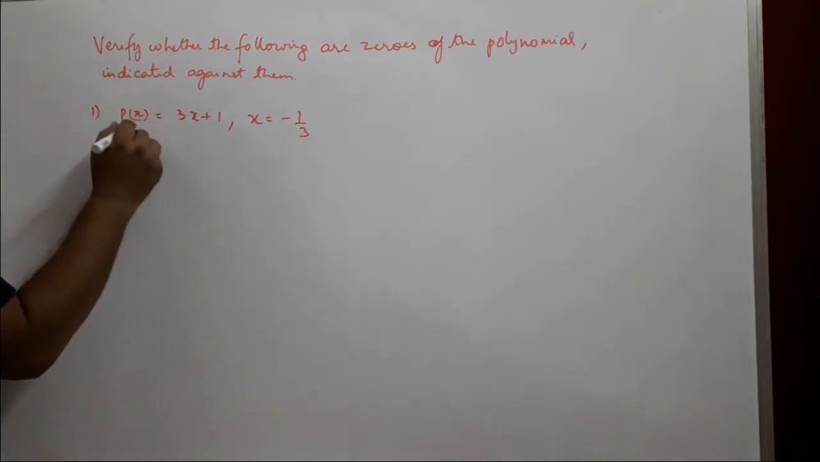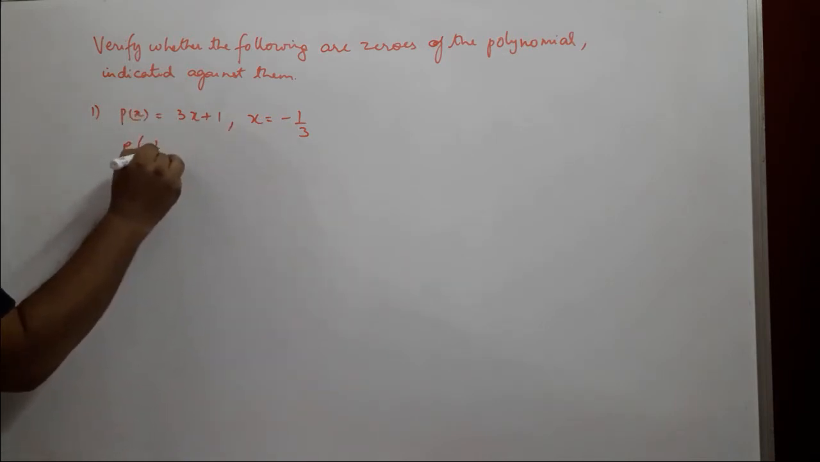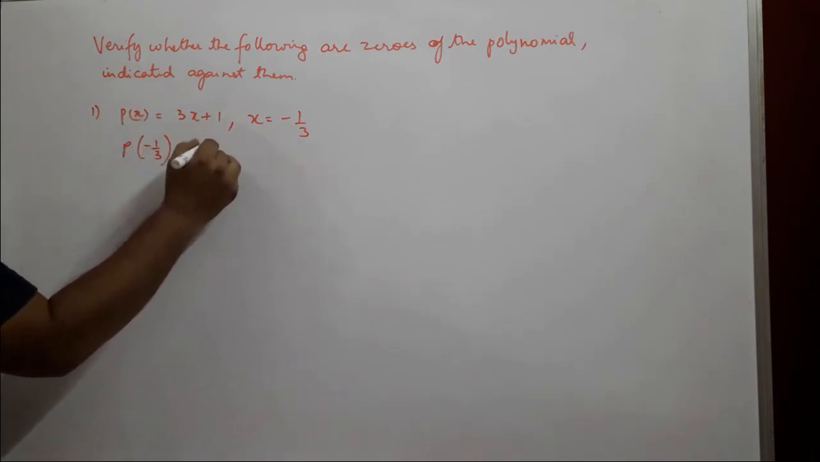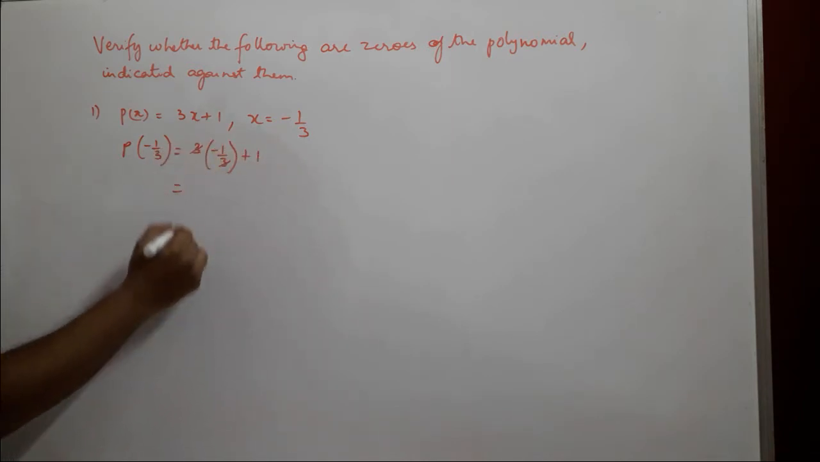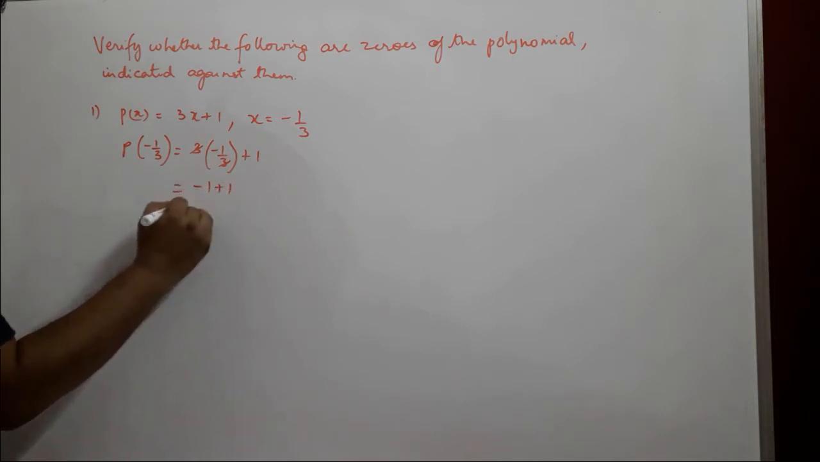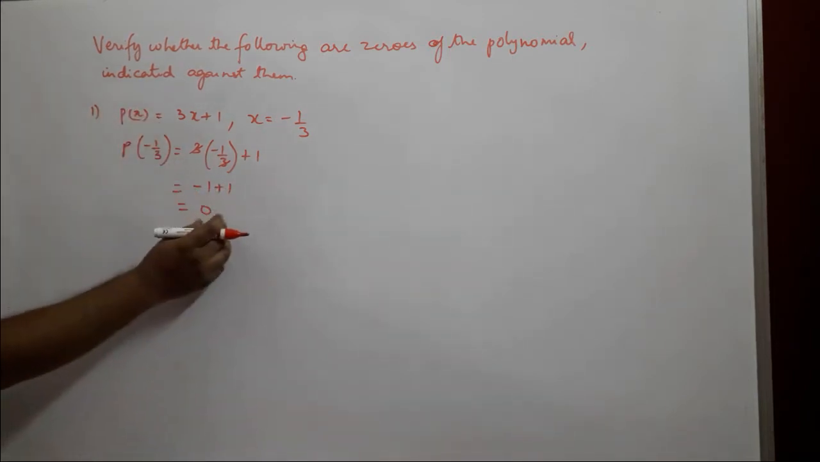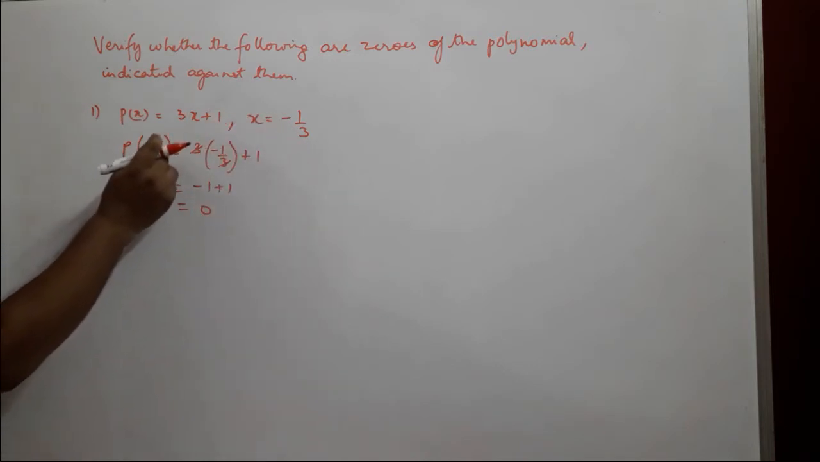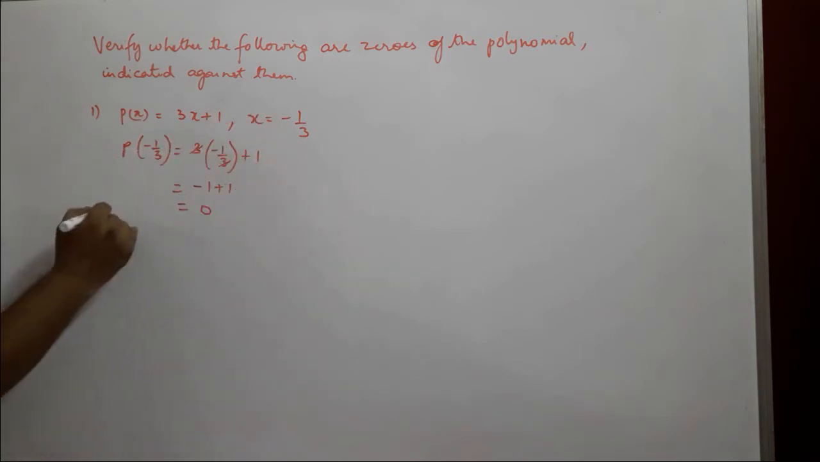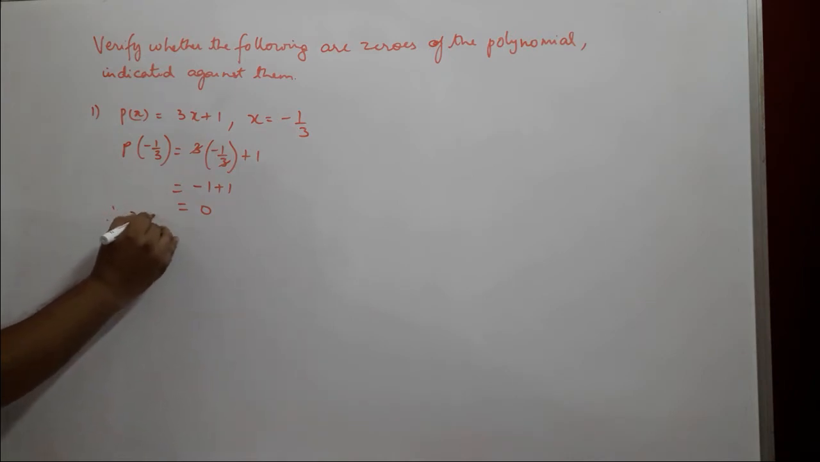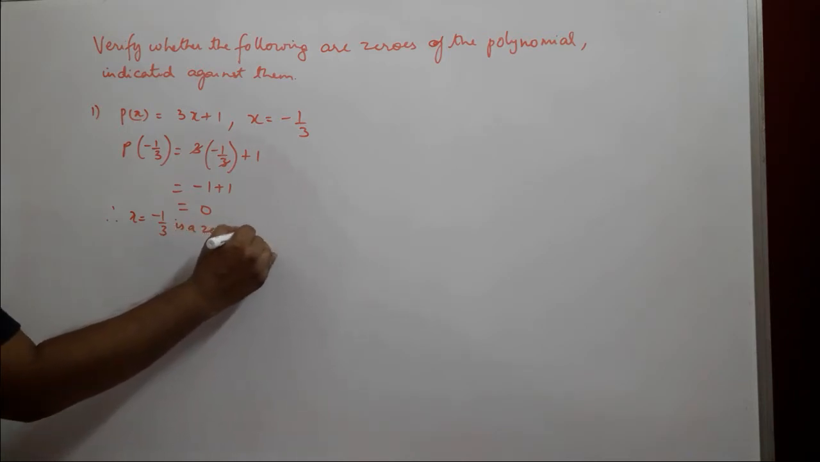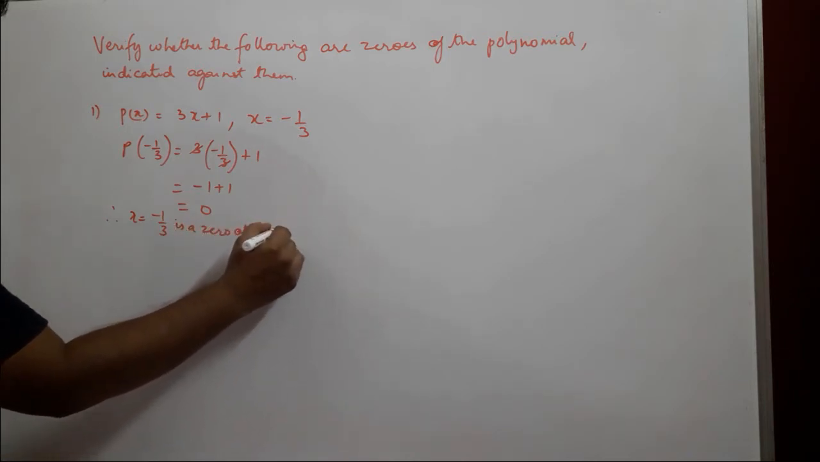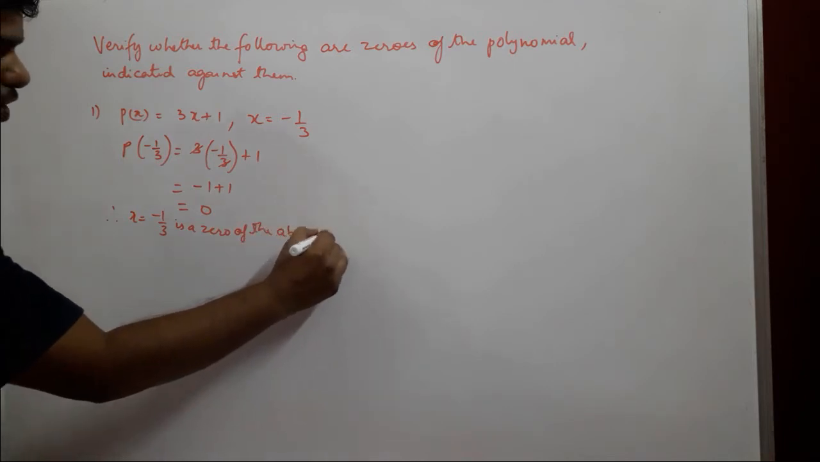So we have p of x equal to 3x plus 1. So in place of x, I'll put now minus 1 upon 3. So that would be minus 1 upon 3 plus 1. So 3 and 3 cancel over here. We are left with minus 1 plus 1, which is equal to 0. That means this polynomial becomes 0 when we substitute x equal to minus 1 upon 3. You can say therefore x equal to minus 1 upon 3 is a zero of the above polynomial.